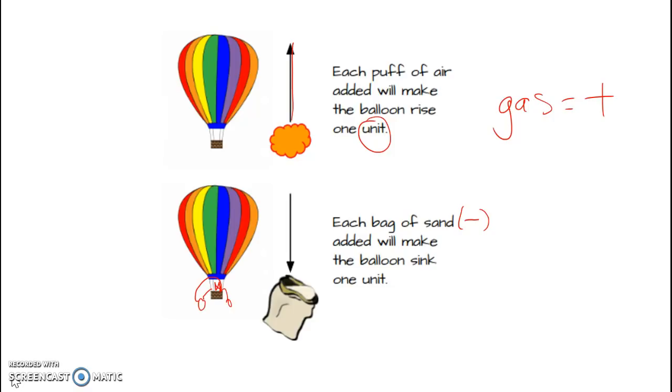So just like if I remove gas, so if I subtract gas, oops, the balloon will go down. Just like if I add this negative thing that usually brings it down, if I add sand, the balloon will go down. If I subtract sand, the balloon will go up. Okay, so if I take out what's weighing it down, it's going to go up. Okay, so let's go back.